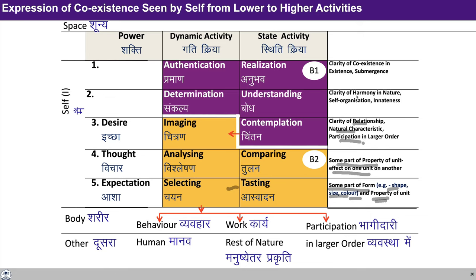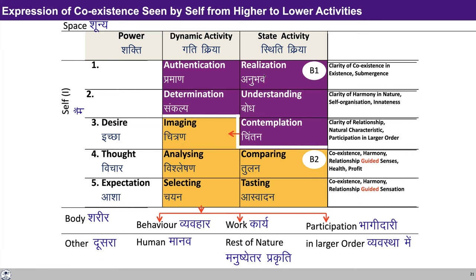At the level of understanding, I'm able to see the harmony in nature, and that is to say the self-organization, the innateness in nature. And at the level of realization, I'm able to see the coexistence in existence, that is the submergence. And as we move from lower activities to higher activities, we are able to see the essence more clearly. And when I'm able to see the coexistence, that completes my right understanding. So one clarity that we get from here is that I can see the complete existence as it is. I can completely see the essence of all the orders in nature as it is, isn't it? And that is going to happen in the self, by the self.